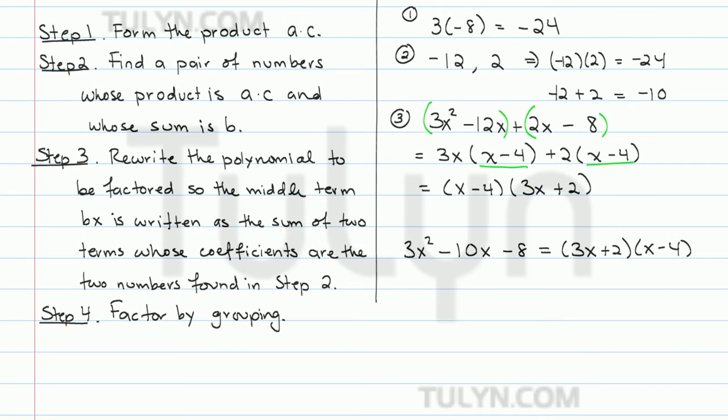And if you want to check, all you have to do is just FOIL it back in. So foiling it back in on the red, we get 3x squared minus 12x plus 2x minus 8, which is 3x squared minus 10x minus 8. So we did it.